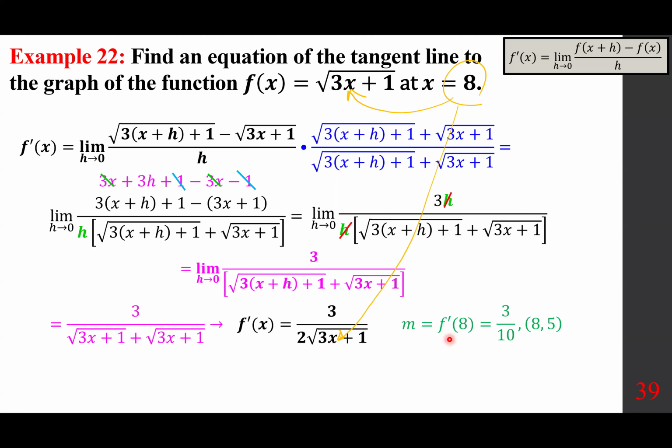So we need the slope. We need the pair. How do you find the pair? Put the number into the original function. How do you find the slope? Put it into the derivative function f prime of x. Y minus y1. That means y minus 5 equals m, 3 over 10, x minus x1, x minus 8.